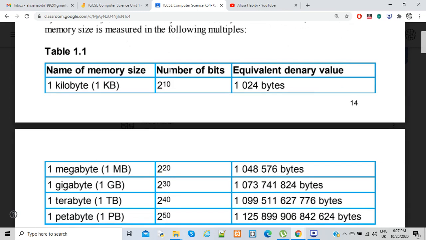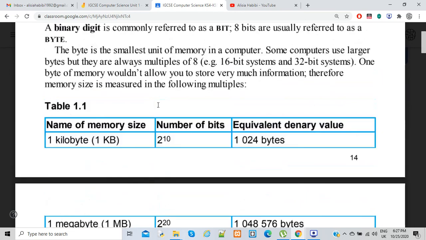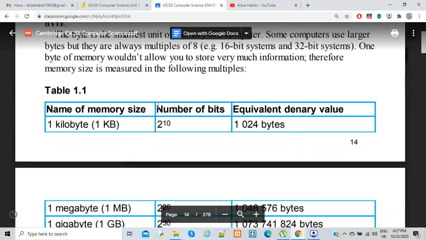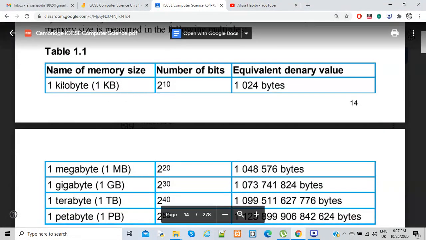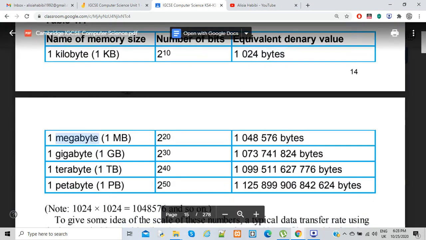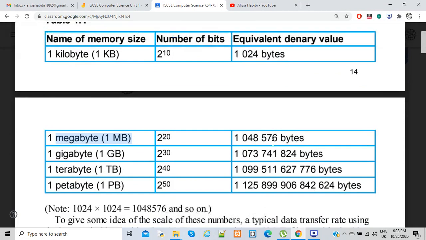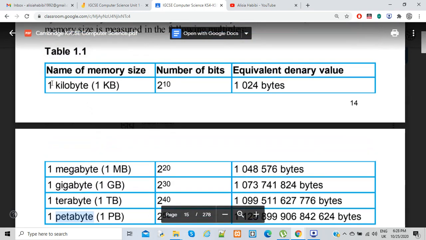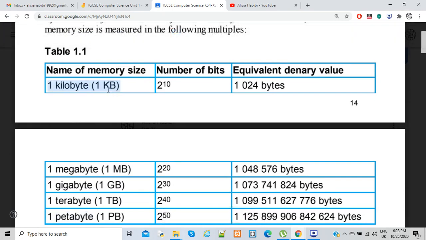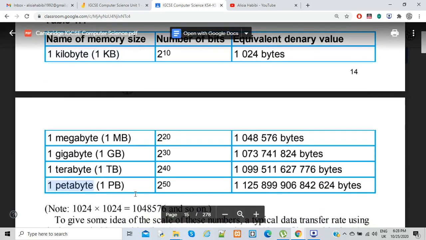Looking at table 1.1, just a quick reminder guys, I'm using the Computer Science IGCSE textbook, and right now I'm on page 14. Looking at the table, we see that the smallest memory size we have is 1 kilobyte, which is equivalent to 1024 bytes, and it goes on to 1 megabyte, which is equivalent to 1,048,576 bytes, and we go on to 1 gigabyte, 1 terabyte, 1 petabyte. So this table is a hierarchy of memory sizes, starting from the smallest, 1 kilobyte, up to the largest, which is 1 petabyte.